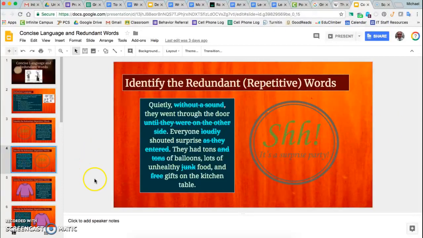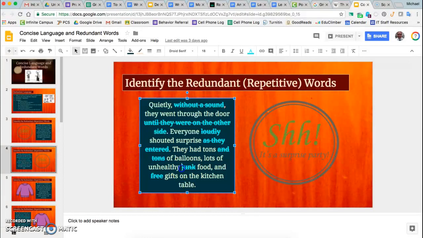Okay, so we can get rid of everything I have in blue here. Okay, so quietly already means without a sound, so that can come out. If you go through a door, that means that you are on the other side, so this part was completely pointless, all of this. Everyone loudly shouted. You won't quietly shout anything, so that was not necessary. And we already know that they entered. We already said that, so even though that's not redundant here, we already said it up here, and we can get rid of it. They had tons and tons. Okay, and tons doesn't really add to this at all.